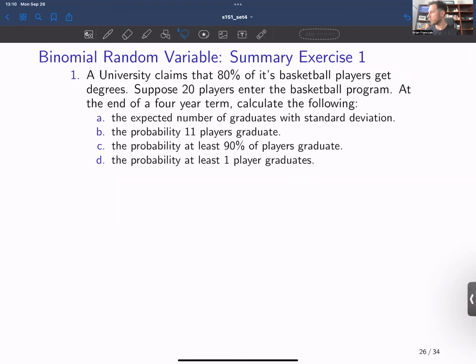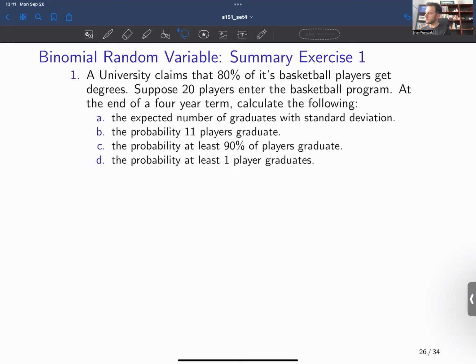So this video will be a walkthrough of the first summary exercise on binomial random variables. This is slide 26 of lecture set number 4. In this illustration, we have a university that claims 80% of its basketball players get degrees. Suppose 20 players enter the basketball program. At the end of a 4-year term, calculate the following: the expected number of graduates with a standard deviation, the probability 11 players graduate, the probability at least 90% of players graduate, and the probability at least 1 player graduates.